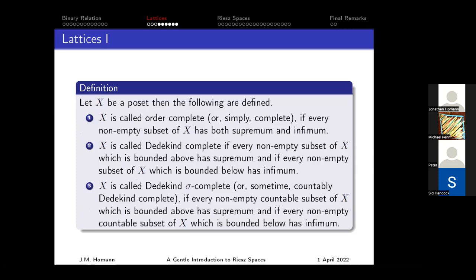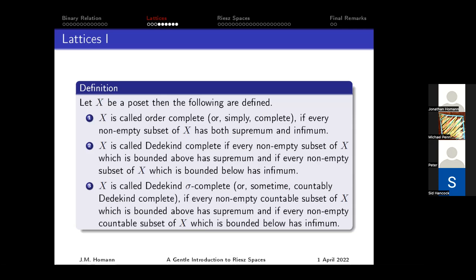So if we let X be a poset, we'll say that X is order complete, or simply complete, if every non-empty subset of X has both supremum and infimum. Now, this is quite a strong condition. To have an order complete poset means that every non-empty subset has supremum and infimum. We don't even care what's going on with the bounds.